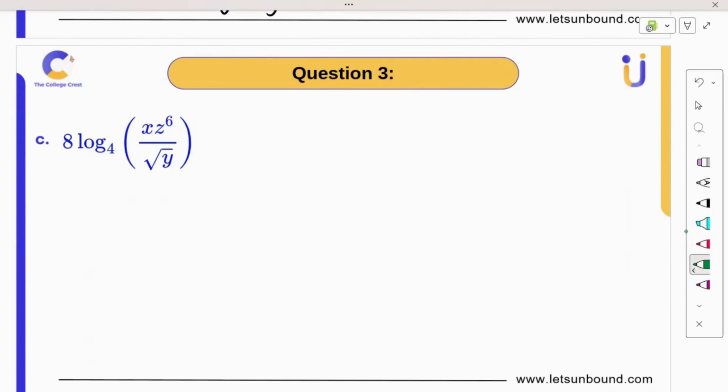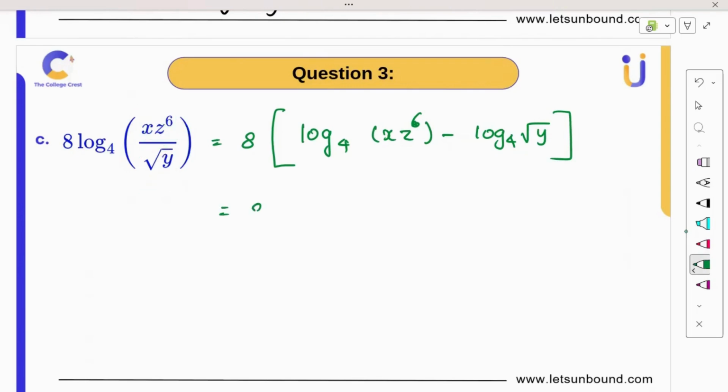Next, last part, expanding a single log. So it's the reverse way of using the rule. Here you don't do this, like don't take the 8 power, let it be here itself. When you are simplifying only, we will check there is no number before the log. So let it be 8 as it is. And log base 4, two things are divided. Like this is your m, this is your n. So m by n means what? Log base 4 of x z power 6 minus log base 4 of root y.